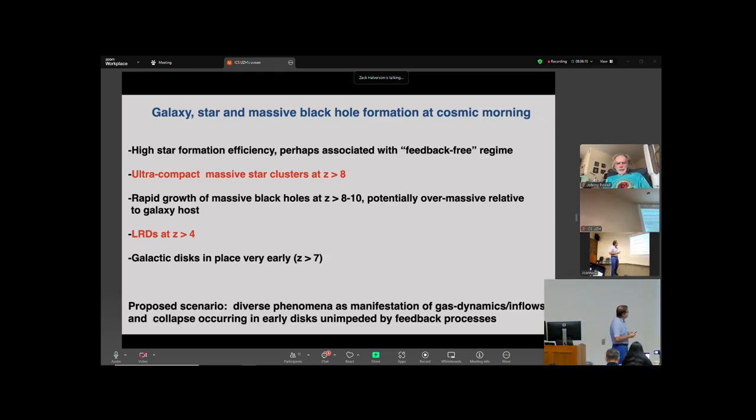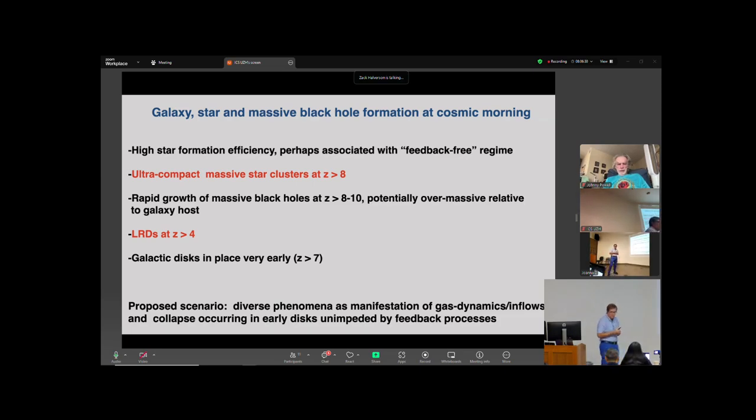So we have learned a number of things thanks to JWST. We learned about the high star formation efficiency in the early galaxies, which might be pointing to a different regime of feedback at high redshift. We have learned, and I will focus on that in the next few slides, that there are populations of very massive clusters, ultra-dense clusters. Someone earlier on today has already mentioned examples of them.